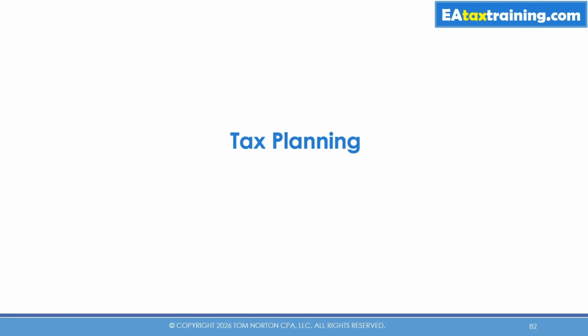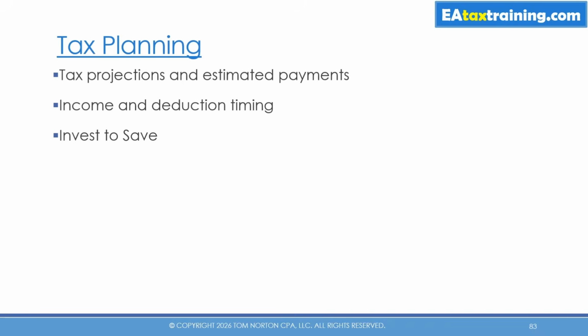Now let's talk about tax planning. Of course, we have talked about tax planning throughout this series. When we talked about education credits, even choosing a filing status, all of that estate stuff that we just talked about, planning appreciated assets, give them after death rather than before death. So there's lots of times when we've talked about tax planning, but there are some other topics that we do want to go over specifically for the exam. We want to talk about these three areas: tax projections and estimated payments, income and deduction timing, and then investing to save.